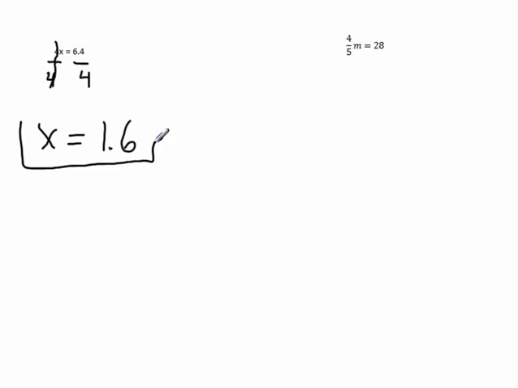Alright, now x is my variable here, and I have 4 times x equals 6.4. So in order to get rid of the 4, I need to divide by 4 on both sides. So I'm going to divide both sides by 4, canceling that 4 there, and I'm left with x equals, and now 6.4 divided by 4 is 1.6. And that's my answer. We put boxes around our final answers here.